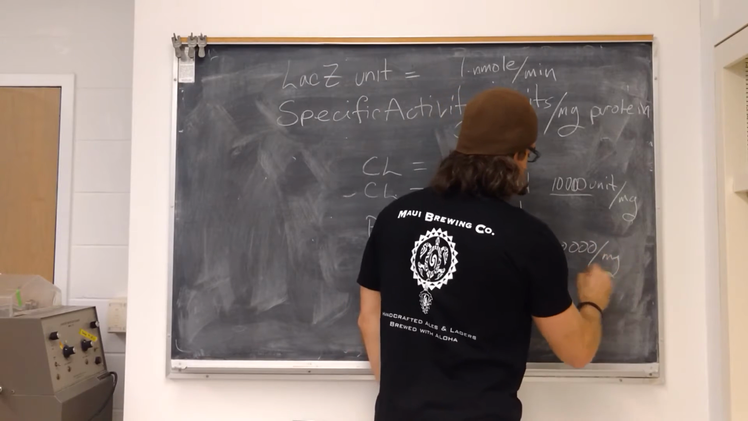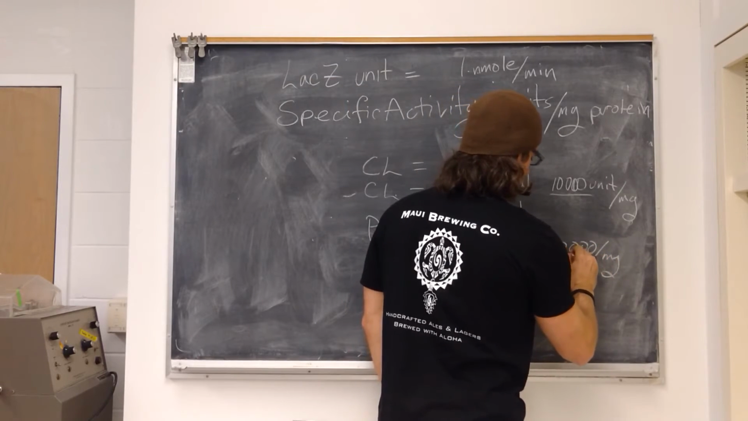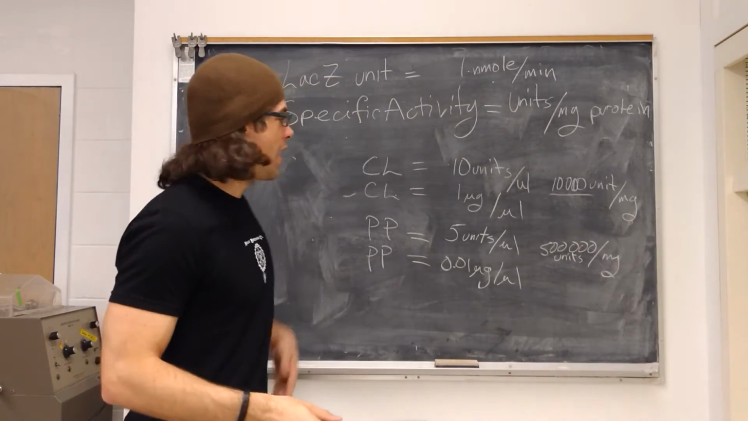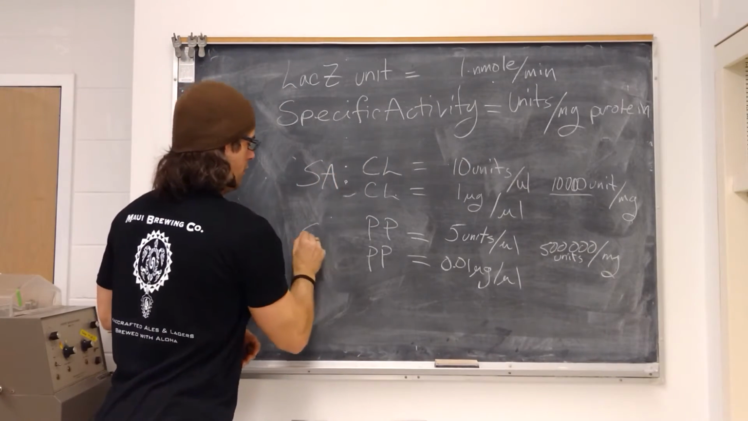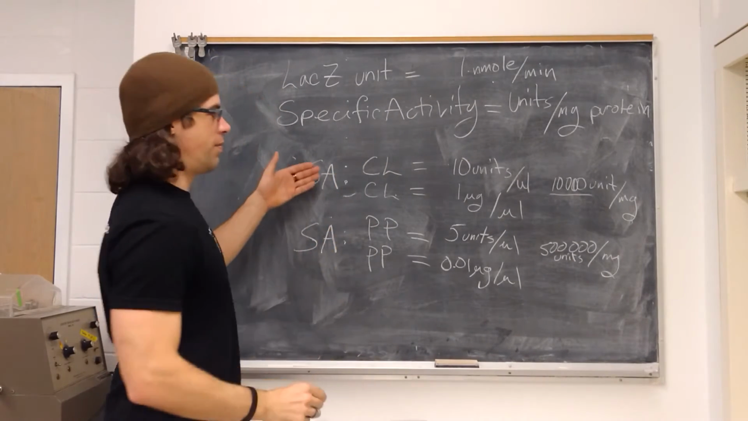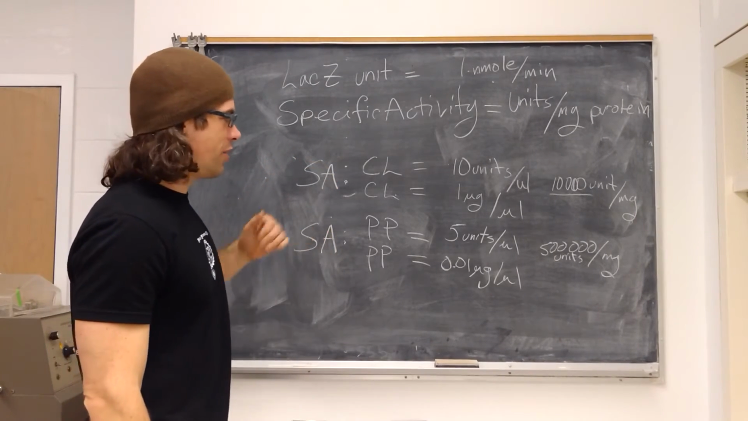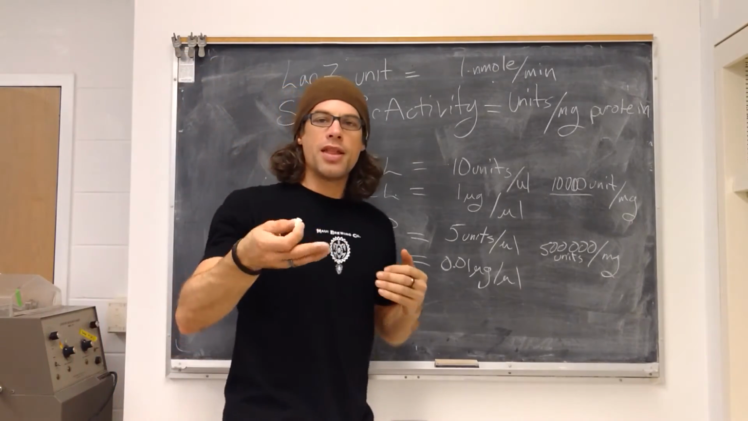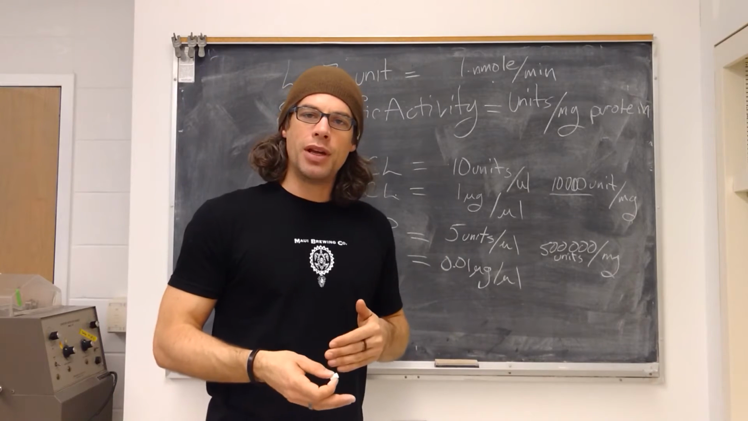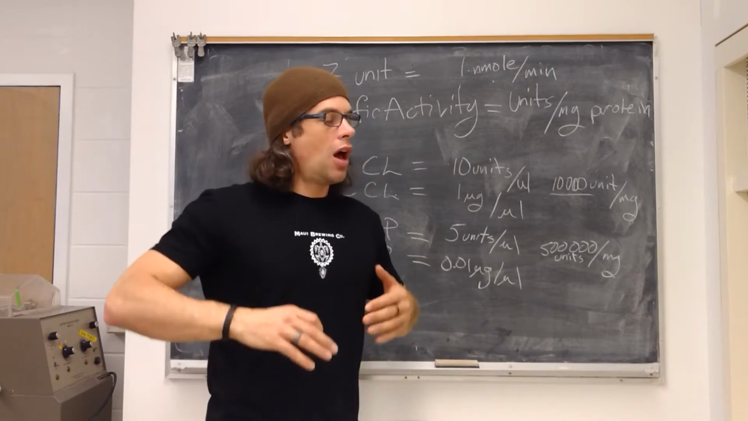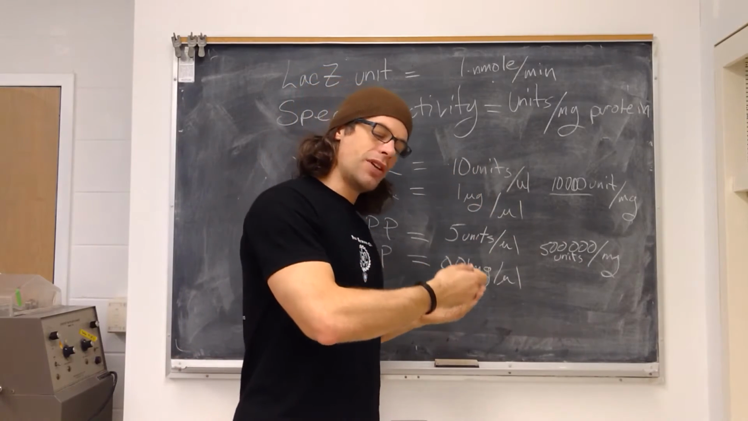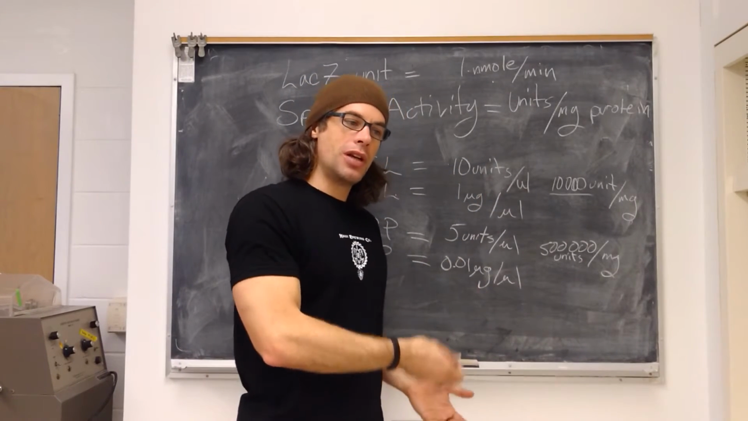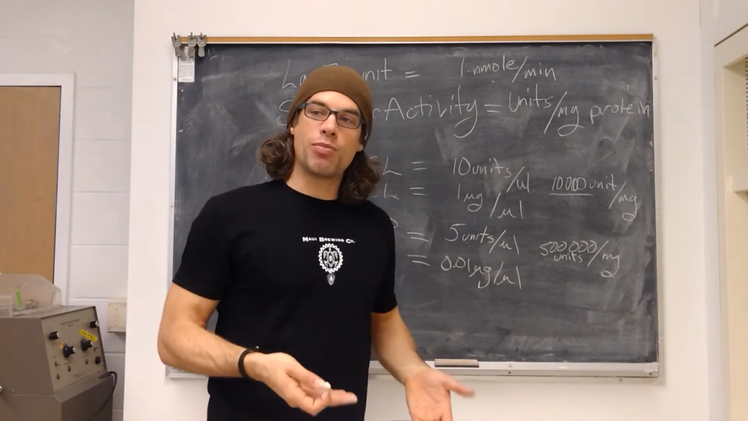So we've got 500,000 units per milligram. So here we have a specific activity, before purification and after purification. This leads us up to the next concept, which is the fold purification. All it is, is the ratio of your specific activity after purification divided by your specific activity before purification.